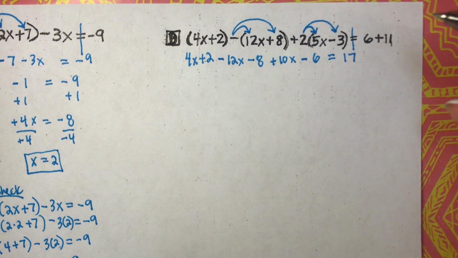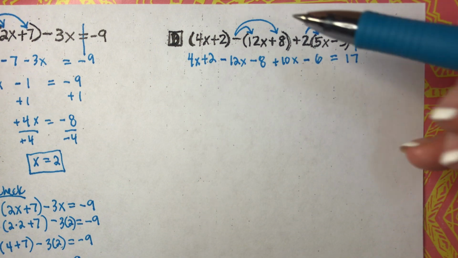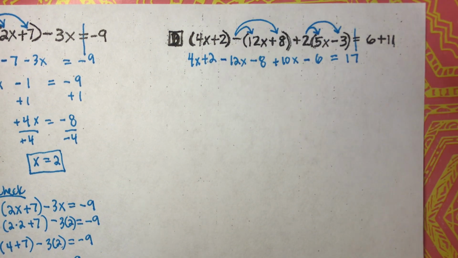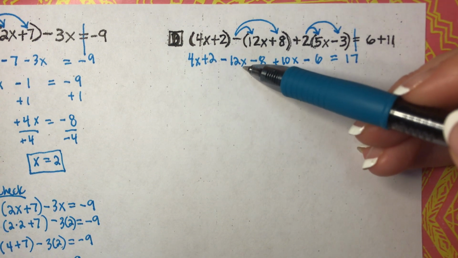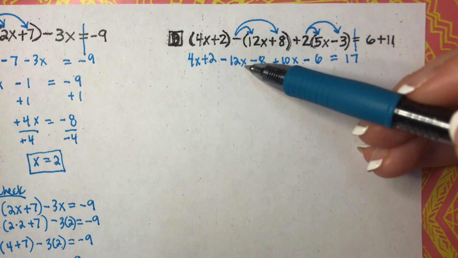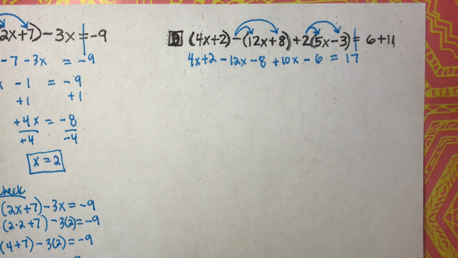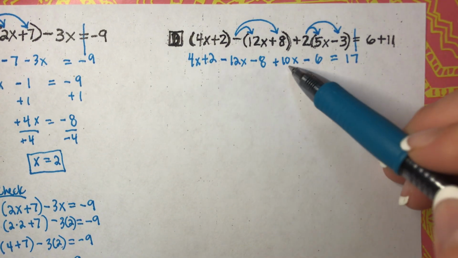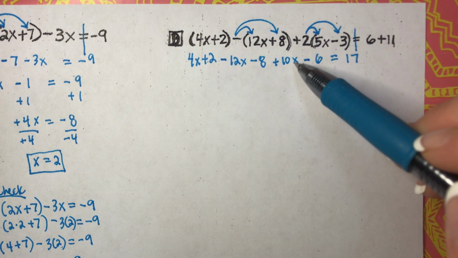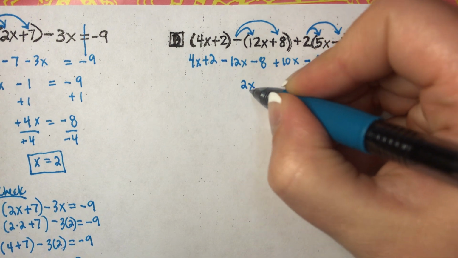All right. Now we just have a lot of like terms. So we have the x's. Let's go ahead and simplify those first. We can go 4x minus 12x. That's going to give us a negative 8x. And then we add 10x to that. It should give us a positive 2x. Well, let's check that. If we add the positive numbers, 4x plus 10x, that's 14x minus 12x is going to give us, yes, a positive 2x.